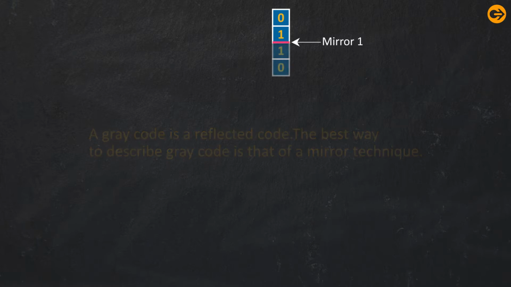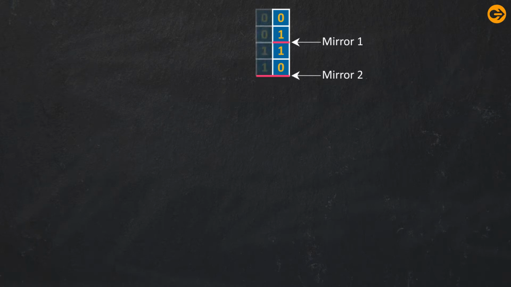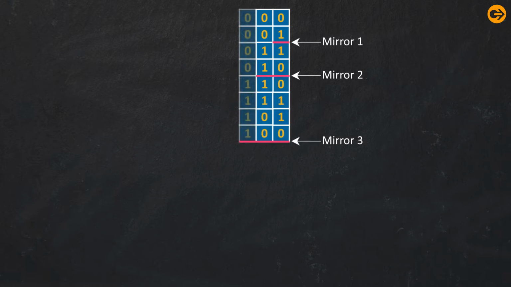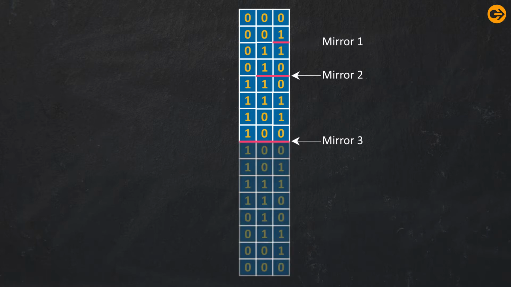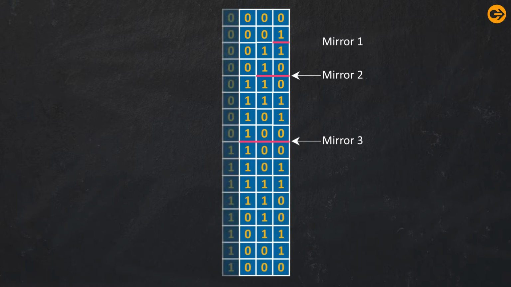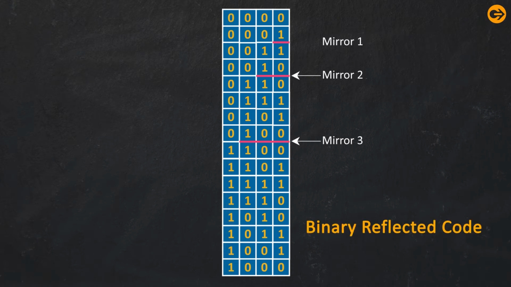The best way to describe gray code is that of a mirror technique. At first, only one bit is reflected by a mirror. After that, only two bits are reflected by the other mirror. At last, only 3 bits are reflected by the mirror, and so on. That's why sometimes it is named binary reflected code. The detail will be discussed soon.